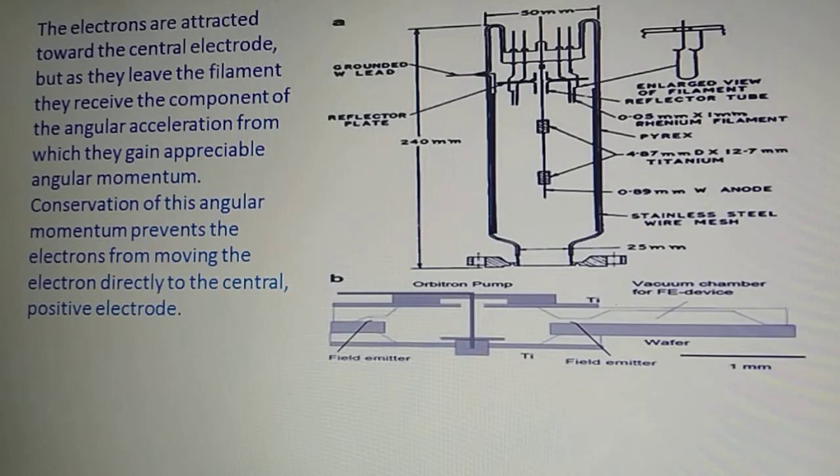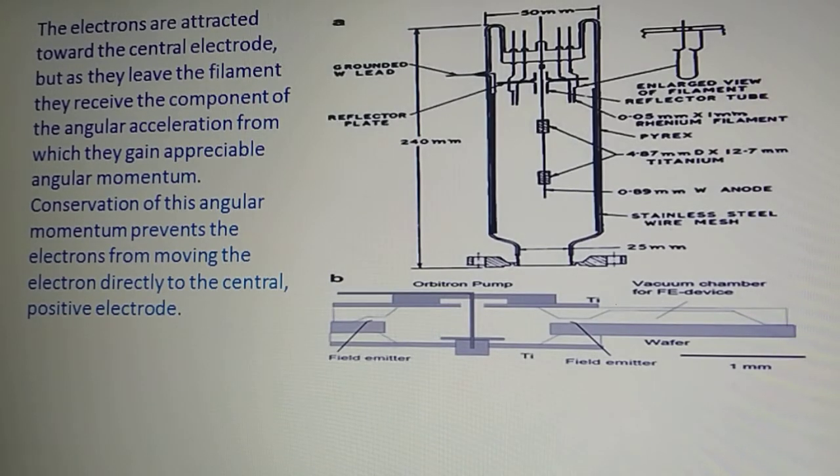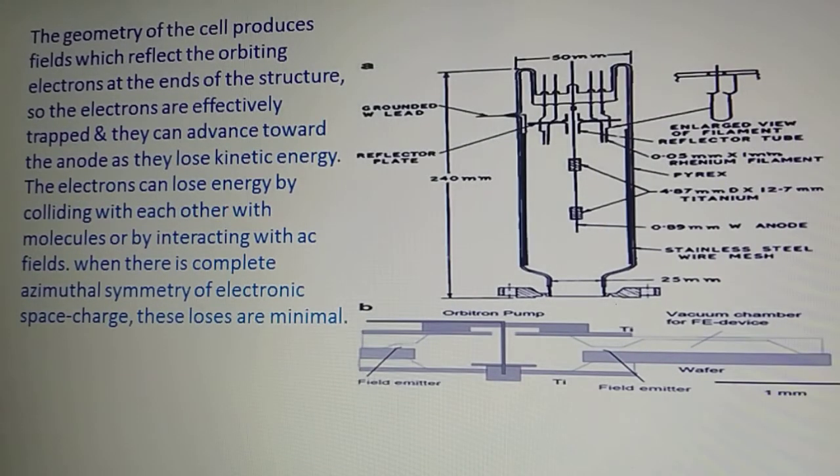The electrons are attracted towards the central electrode, but as they leave the filament, they receive a component of angular acceleration from which they gain appreciable angular momentum, right? The conservation of this angular momentum prevents the electrons from moving directly to the central electrode. So electrons are moving towards the central electrode, but not in a straight line or directly. Rather, they take a spiral path or orbital path.